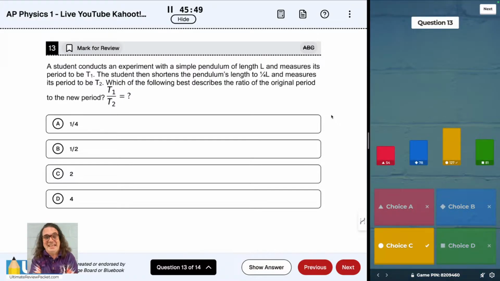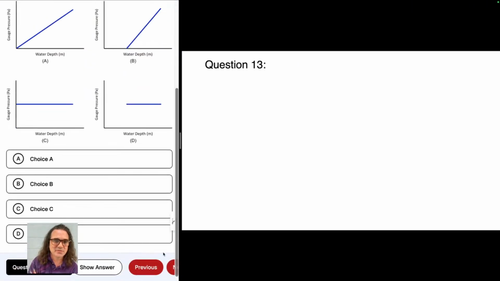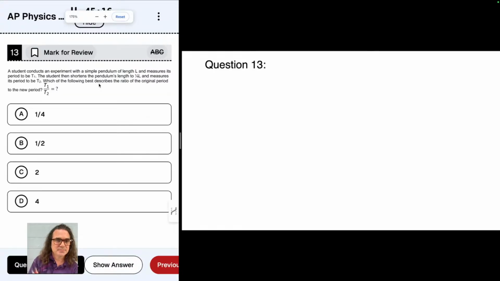All right, the correct answer is C. All right, here we go. Moving on to the next one. Let's zoom in a little bit.